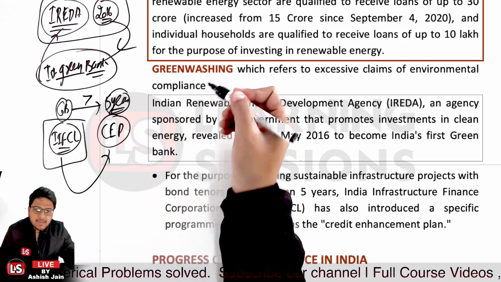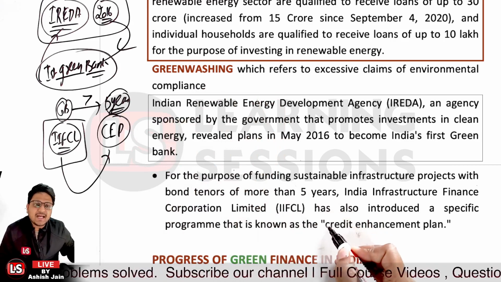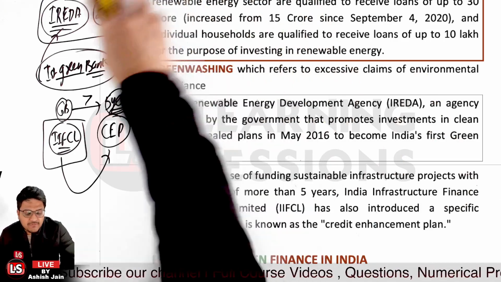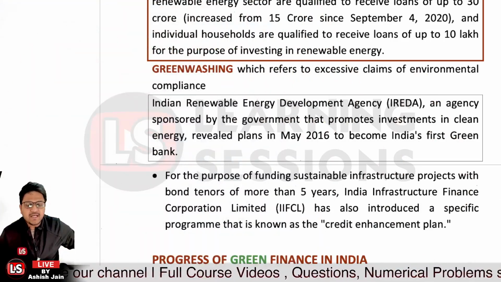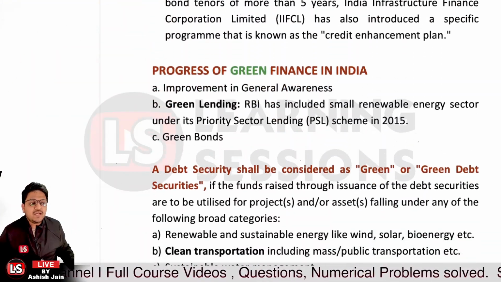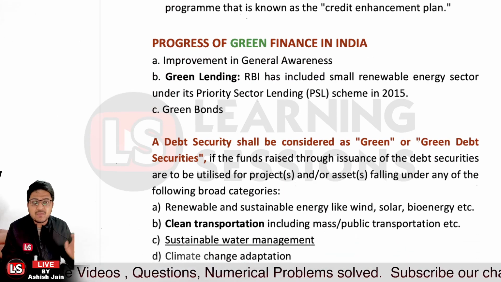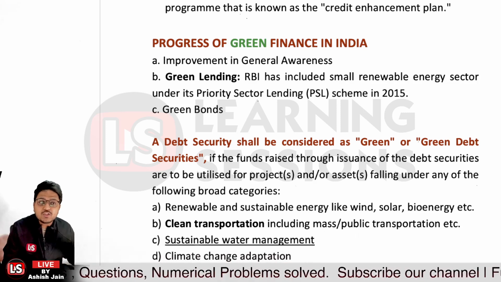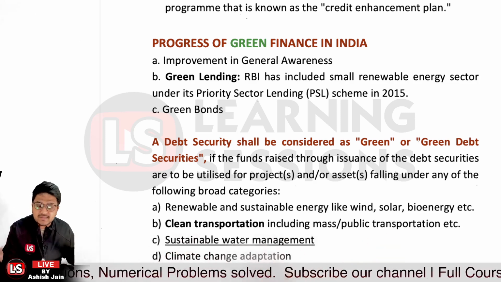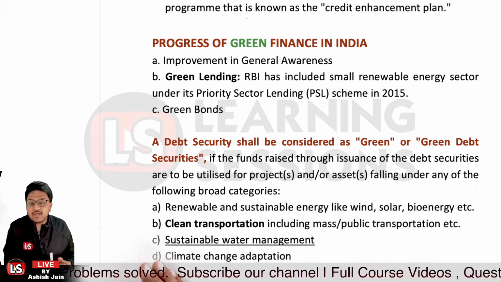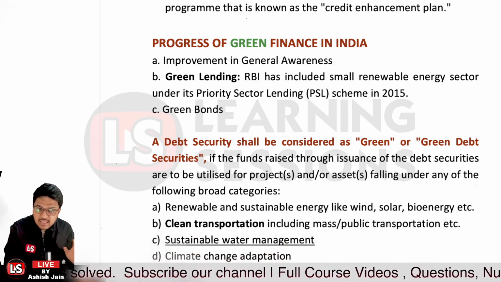It basically launched a plan that is said to be the green enhancement plan, right? And after that it's related to the progress of green finance in India. Particularly, we wanted to increase general awareness. RBI included the small renewable energy sector into the PSL scheme, so that more lending and more finance is done for the same. And also a green bond notification was given by SEBI.